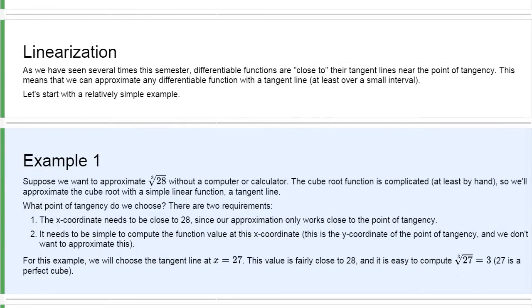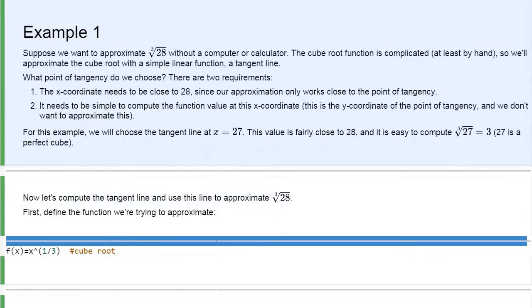We've seen multiple times already that a function is close to its tangent line, if it's differentiable anyway. Close to the point of tangency, the tangent line and the function are close together. So we can approximate a differentiable function with its tangent line, at least over a small interval. So that's what we're going to do. Linear approximation basically involves using the tangent line to approximate the function. So here's our first example.